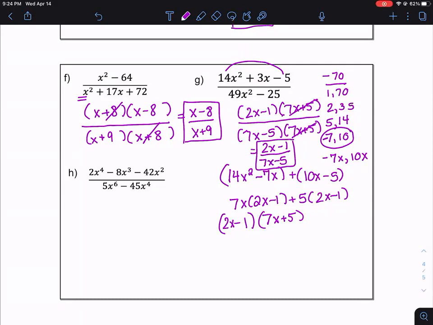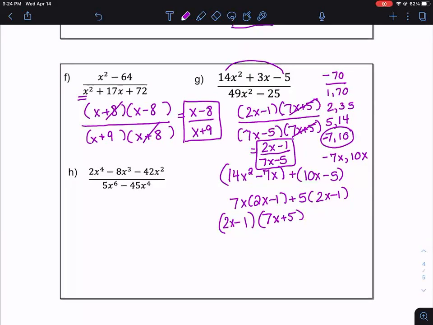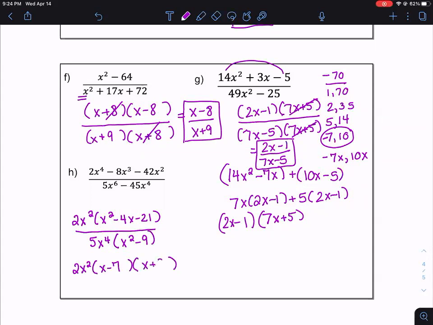Again, we're going to check for GCF first. In the numerator, we have a GCF of 2x squared, leaving me with x squared minus 4x minus 21. That can continue to factor, but I'll start the denominator anyway. There's a GCF of 5x to the 4th, leaving me with x squared minus 9, so that can be factored. The trinomial has an A value that is 1, so factors of negative 21 that add to negative 4 are negative 7 and positive 3. The denominator is a difference of squares, giving me x minus 3 and x plus 3.